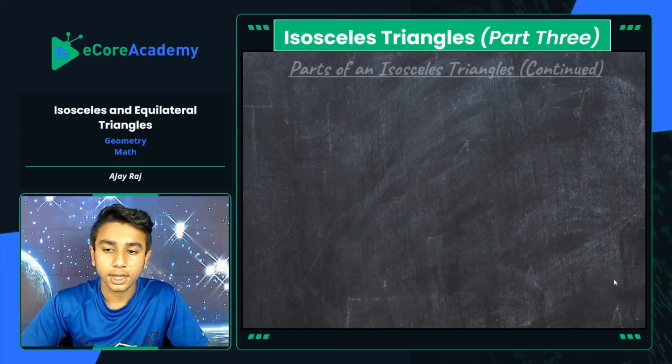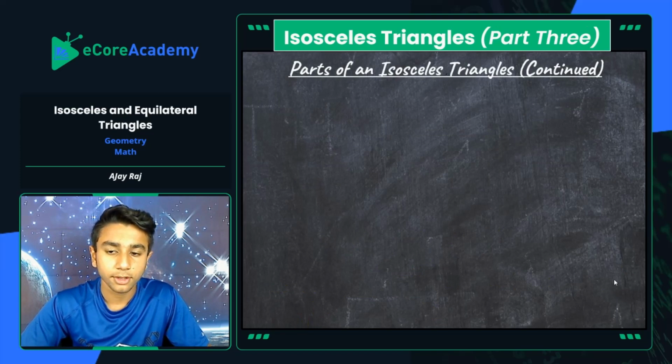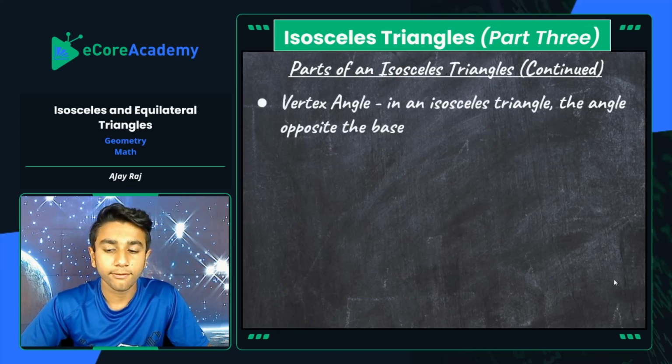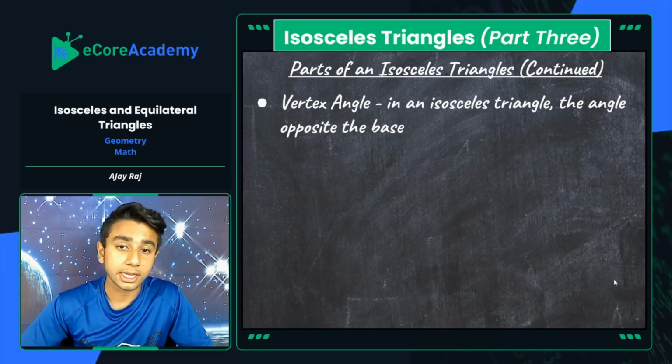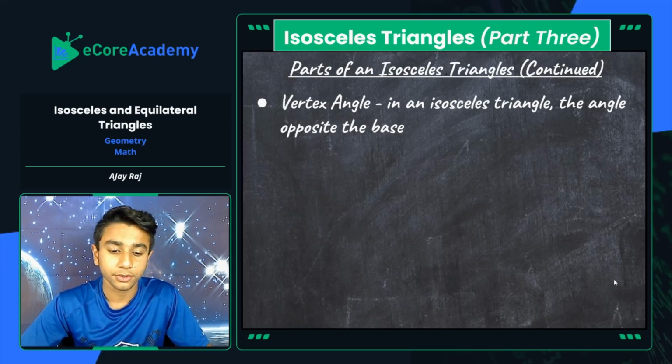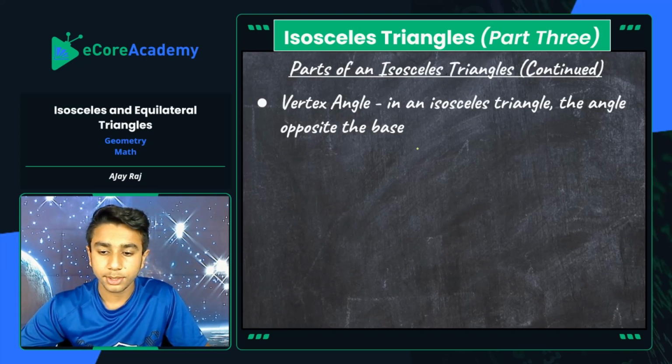And finally, for our last part of identification in parts of an isosceles triangle, part 3 of isosceles triangles, we have the vertex angle in an isosceles triangle. This is the angle that is opposite the base. So it's basically the remaining angle outside of the two base angles. So you have your two base angles and then you have your vertex angle. And that's just basically in an isosceles triangle.